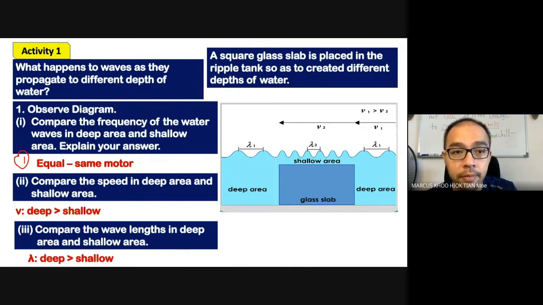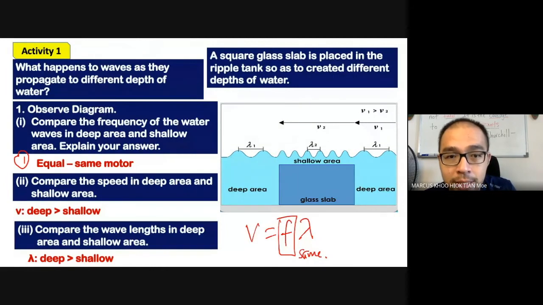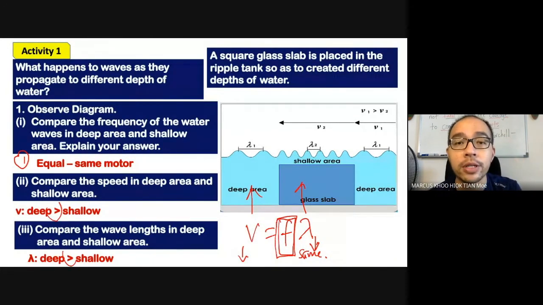Okay, so in terms of, remember the wave equation, v equals f lambda. We find that f is the same. But when refraction happens, if the speed increases, the wavelength also increases. If the speed decreases, the wavelength also decreases. And notice that the deep is always bigger than the shallow, but the frequency remains the same. A very important thing for us to remember when we're talking about refraction.